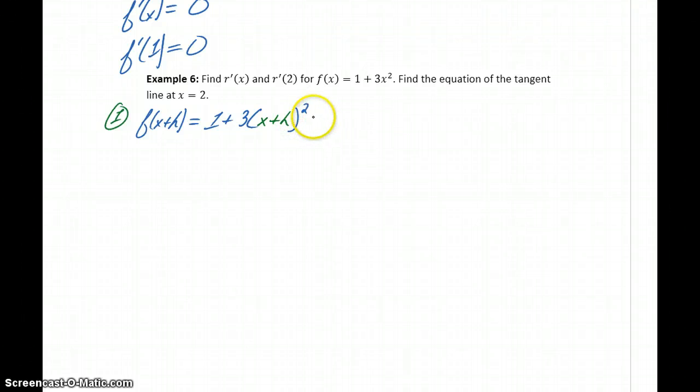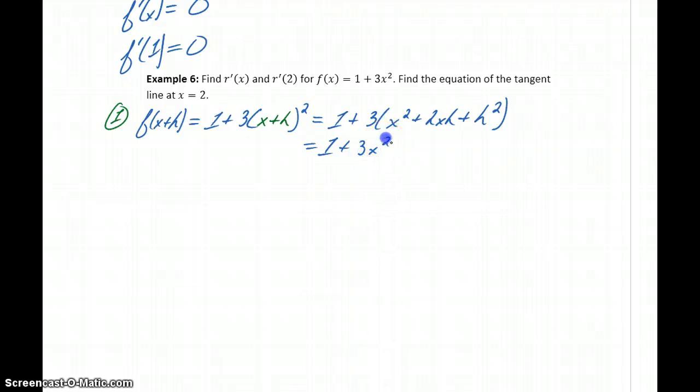We can go ahead and expand x plus h squared to give us 1 plus 3 times x squared plus 2xh plus h squared. And then distributing the 3 through, we'll get 1 plus 3x squared plus 6xh plus 3h squared.